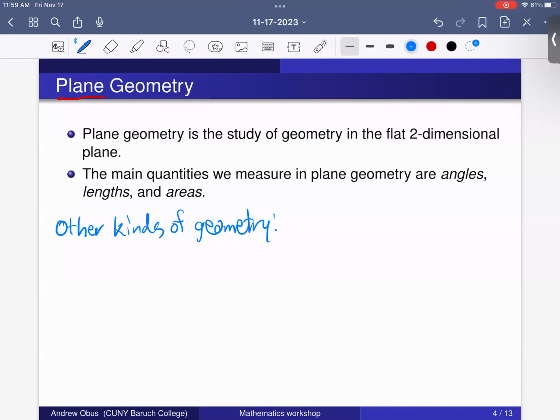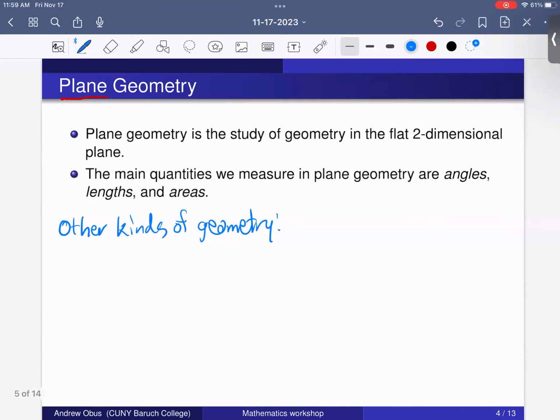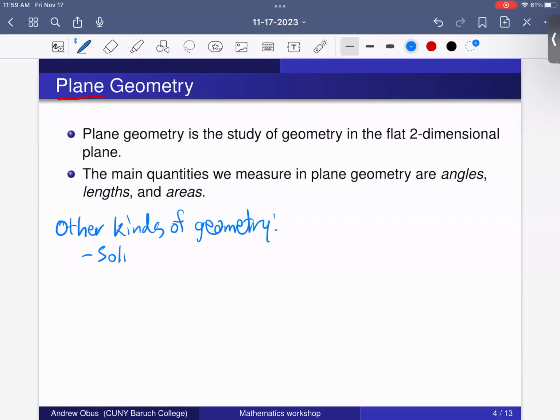Okay, so there's other kinds of geometry. The main one is what's called solid geometry. This is 3-dimensional geometry, about cubes and spheres and things like this.